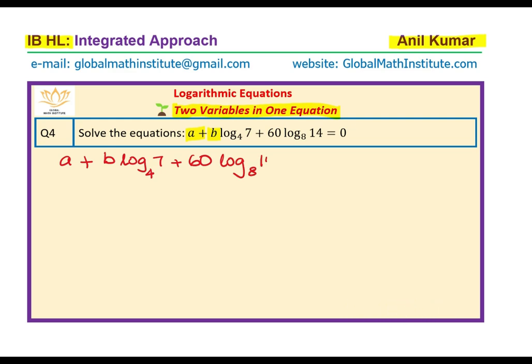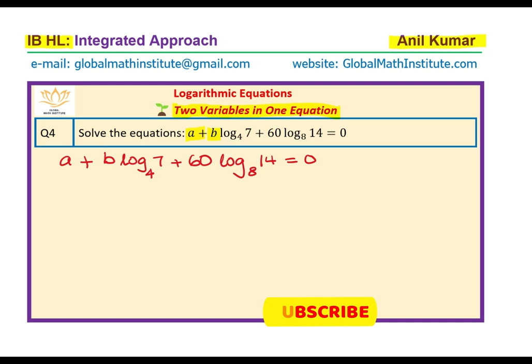Now I'm copying this question here. We have log to the base 4 and log to the base 8. We also have terms a and b. How can we solve it? Well, what we can do is write everything as log to the base 2. That will give us some more flexibility. So let's do it.